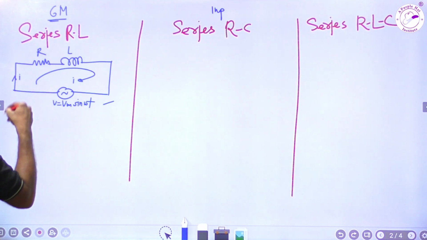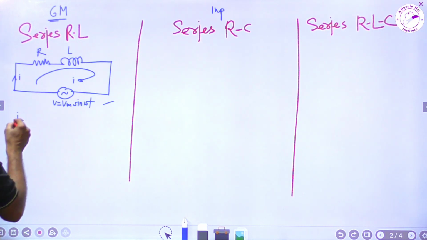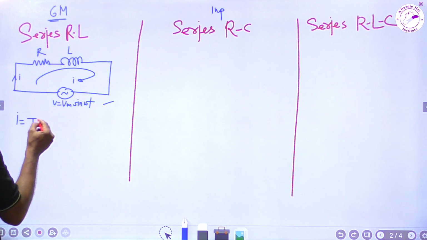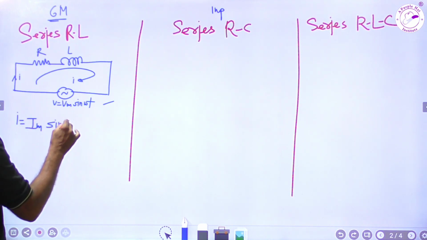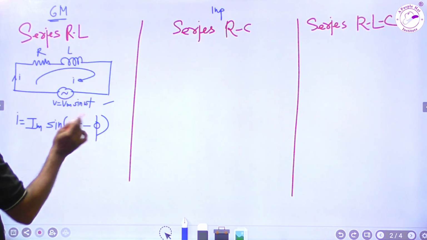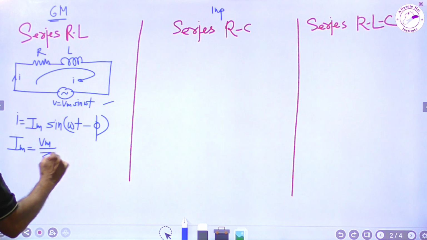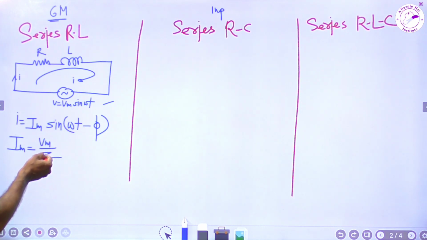By solution I will directly write the equation for current because I want various data: impedance, value of current. So I is equal to Im sin of omega t minus phi. Now for the RL circuit, this is not pi by 2, so consider phi. Im is equal to Vm upon Z. This is the ratio of voltage to impedance, because this circuit now contains impedance Z.